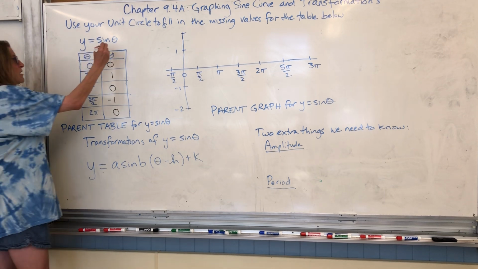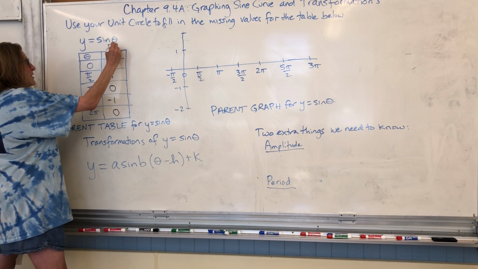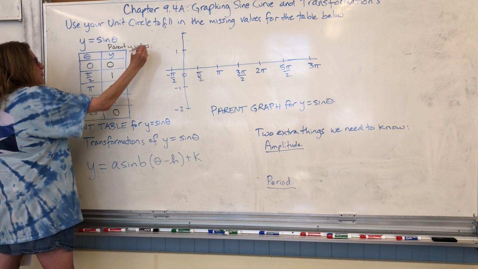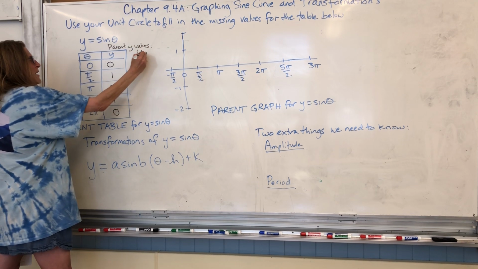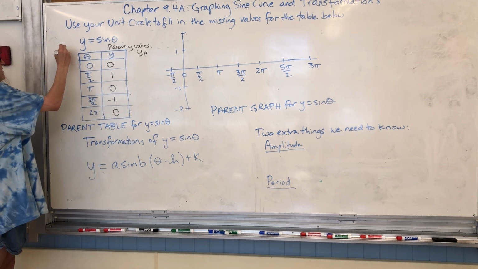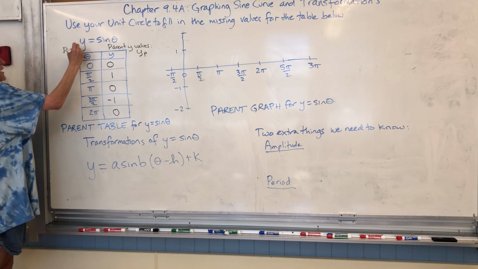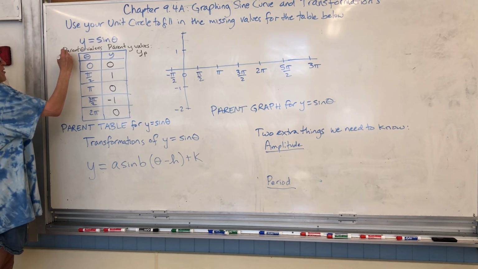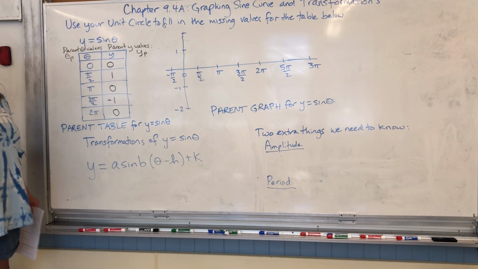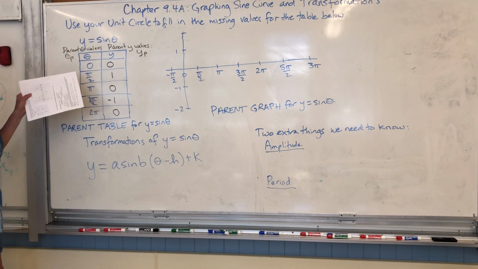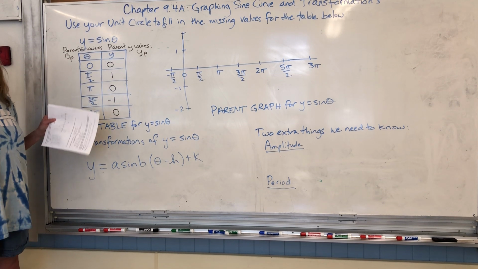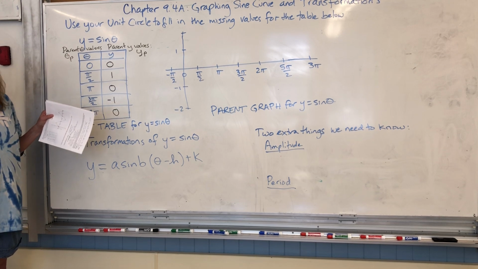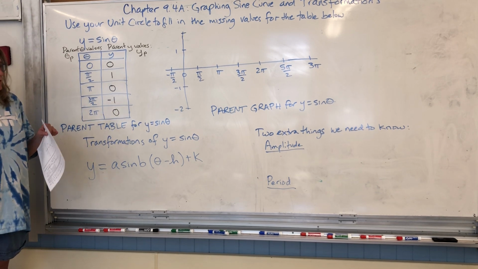So this is what we're going to call the parent y values, and I'm going to do a shorthand here. I'm going to call that y parent. And the parent x values, okay, parent theta values, I'm just going to call that theta parent. So this is our parent function, and I'm sure you're all curious, what does the sine curve look like? We know parabolas are shaped like U's and absolute values are shaped like V's.